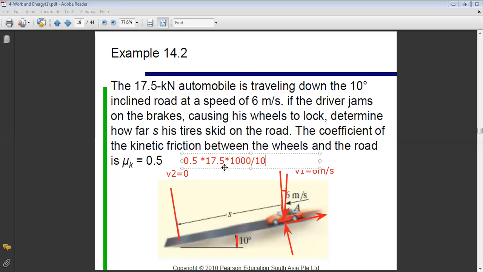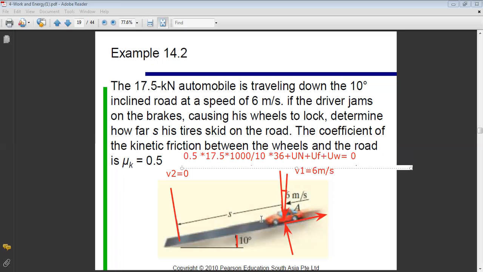Now, when we apply the work and energy principle, we start with half m v1 squared. V1 is 6, so half m times 6 squared, which is 36, plus the sum of the work of all forces acting on the car. So I should take the work of the normal, plus the work of the friction, plus the work of the weight, equals what? At the final state, I have 0 velocity, so 0 kinetic energy. So this is the relation I should apply in this problem.